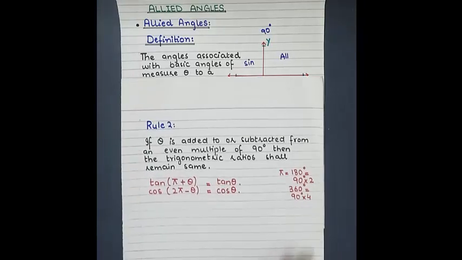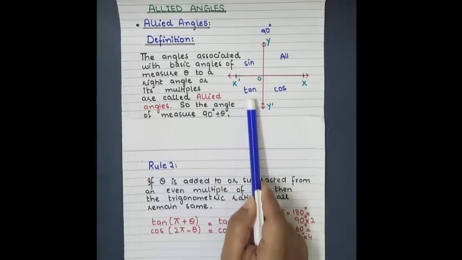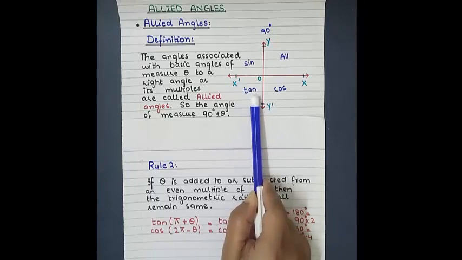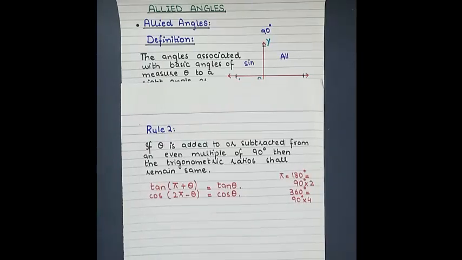Now we have the last rule, rule number 3. Rule number 3 says the sign of the final answer is determined by the quadrant in which the terminal arm of the angle lies. Let's take an example from here. We have tan(pi plus theta). So pi plus theta means third quadrant. In the third quadrant, tan is positive, and we also have a tan, so it will be positive. Let's write rule number 3 first, and then we will discuss its example in detail.